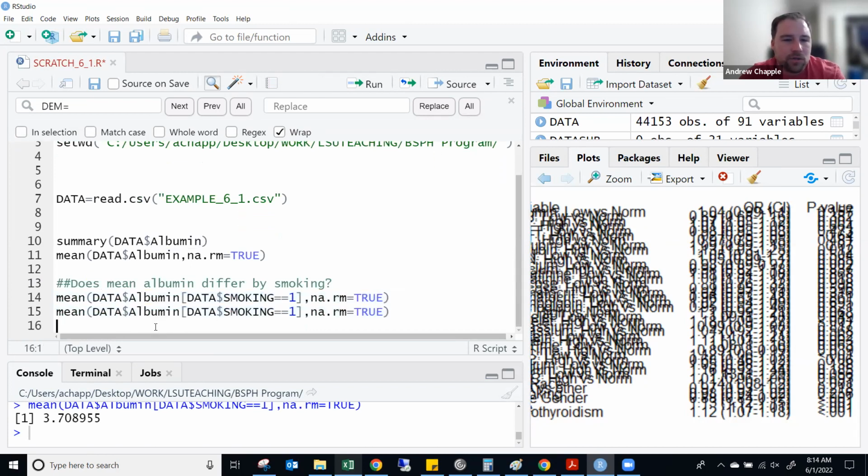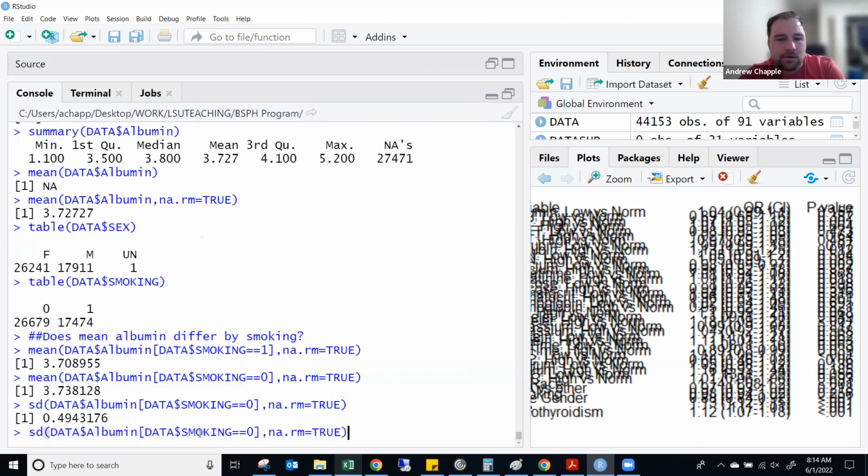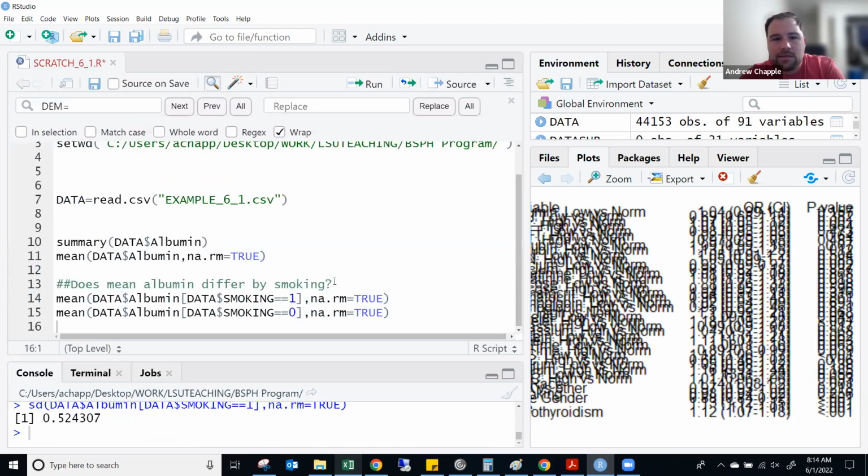For the non-smokers, all I need to do is change this to a 0. So this is 3.73. So the means are actually pretty close to each other. I can look at standard deviations and stuff like that if I want. SD, oh, here's SD of 1. I can also plot these things.